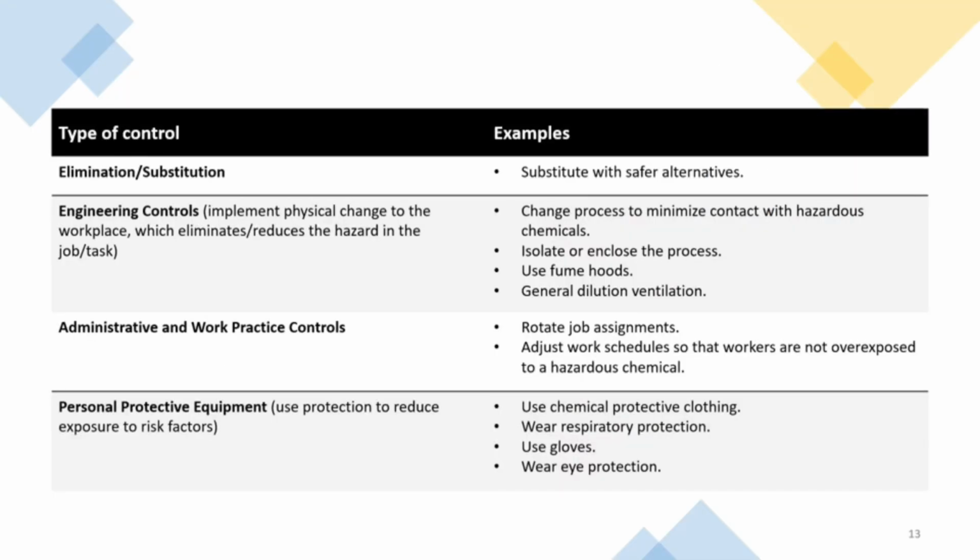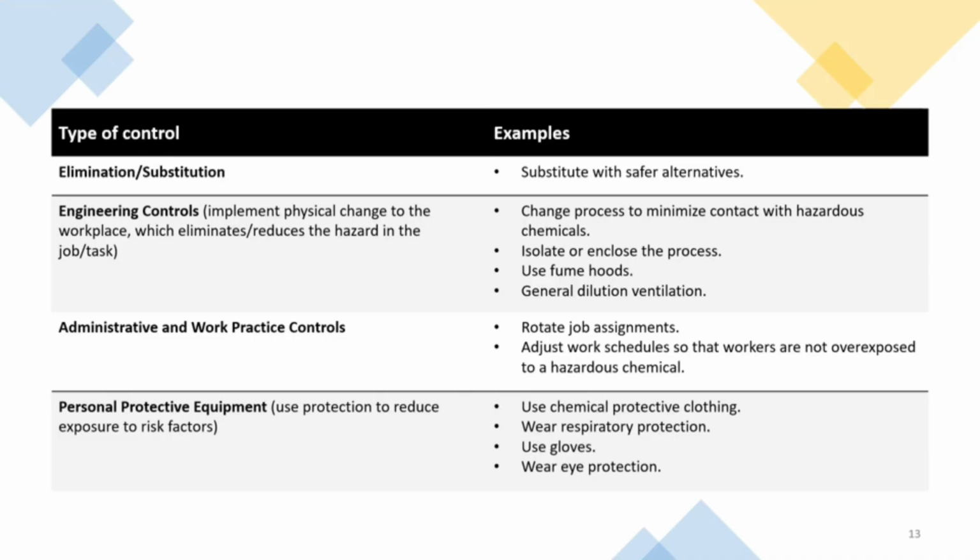At the level of elimination and substitution, we can substitute the chemical hazard with safer alternatives. For example, buying premixed chemical instead of directly mixing them. Engineering controls refers to physical changes to the workplace, which eliminates or reduces the hazard in a job or task. For example, we can change process to minimize contact with hazardous chemicals. We can isolate or enclose the process by using, for example, fume hoods. We can implement better ventilation system to minimize the exposure to the hazardous fumes of vapor.